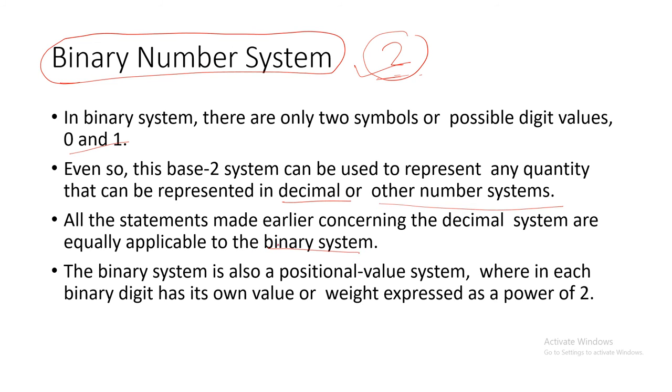That is, positional value and other concepts are also applicable to the binary number system. The binary system is also a positional value system wherein each binary digit has its own value or weight expressed as a power of 2. In the decimal number system, the base is 10, so we used the power of 10, but in the binary number system, the base is 2, so we will be using the power of 2 for calculating the positional values.